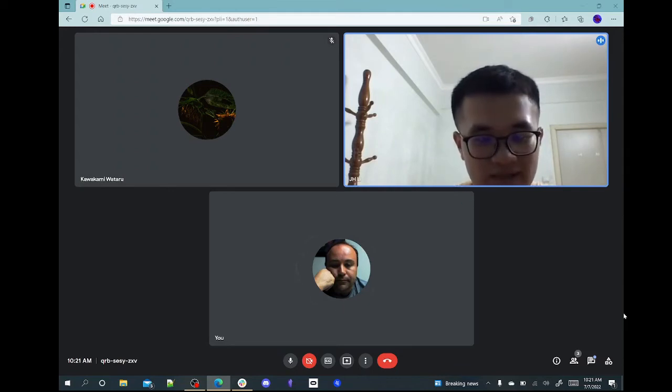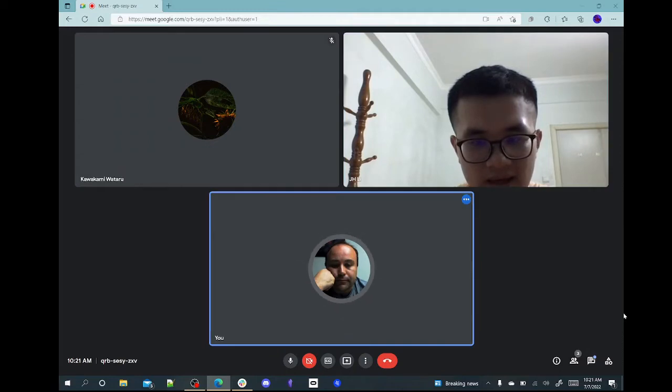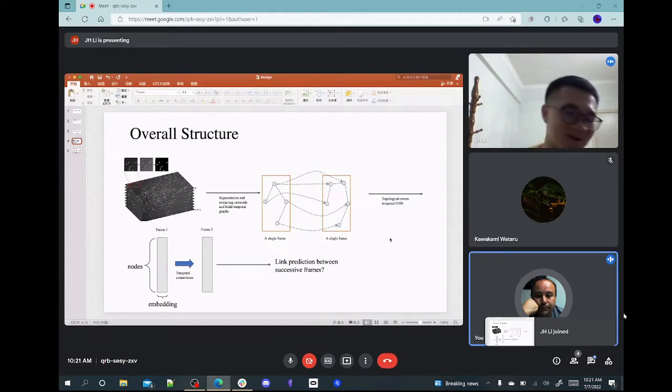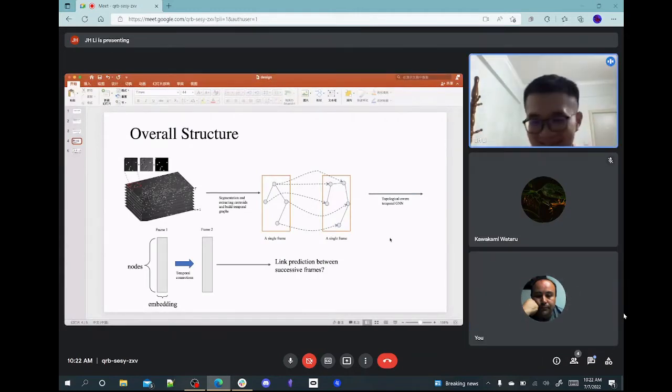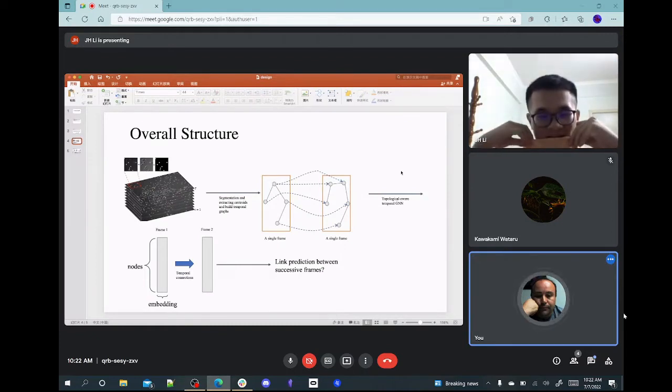So any questions? I can't see the slide, so it's hard to know what you mean by that. But I can see it. Why don't we go over this? So this is the overall structure. Okay. So, framework.